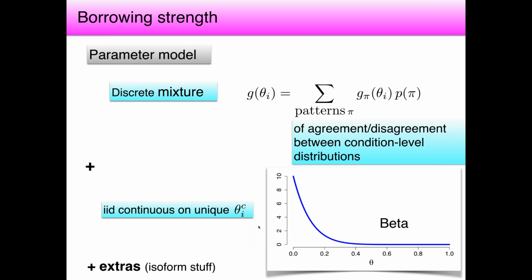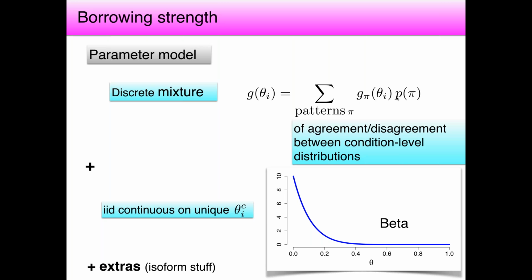So coming to the borrowing strength part, we have a bunch of related but separate problems, those being all the different genes. And we have parameters, theta, one for each gene, and each one is a vector over the different conditions. And the key structure of EB-seq is to do a discrete mixing over so-called patterns of agreement and disagreement between the condition-level distributions. And then for any latent variables, that's a finite sum here. I'll give a quick example of that subsequently.